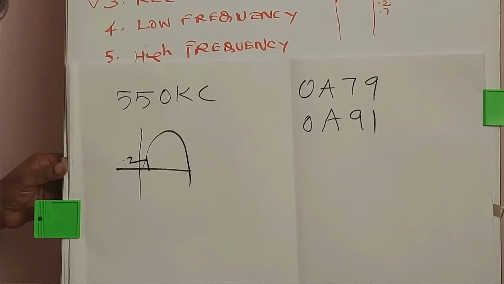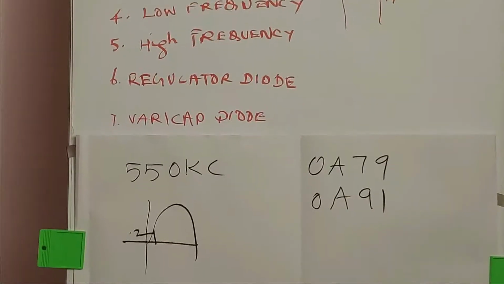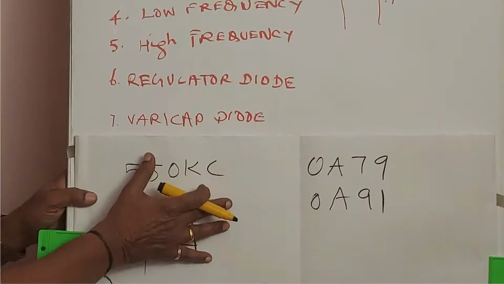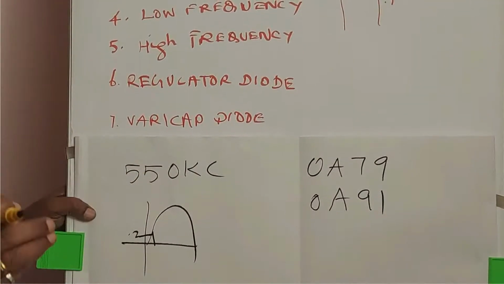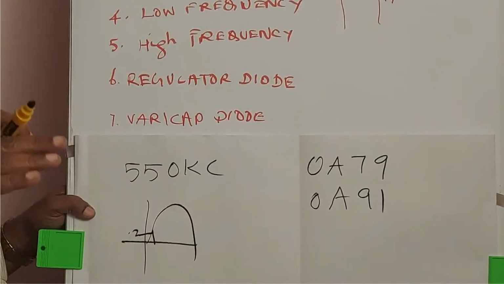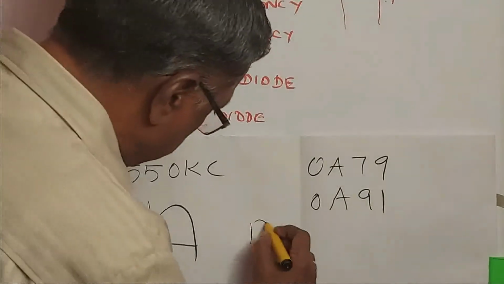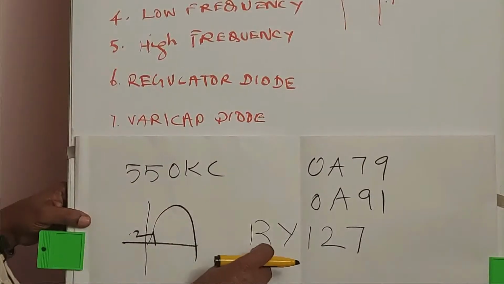And then coming to, okay, fine. After this high frequency diode, I want to say one example which was useful for rectifying low frequency also, which was manufactured for high current capacity. That diode was called BY127. It was a very good diode.